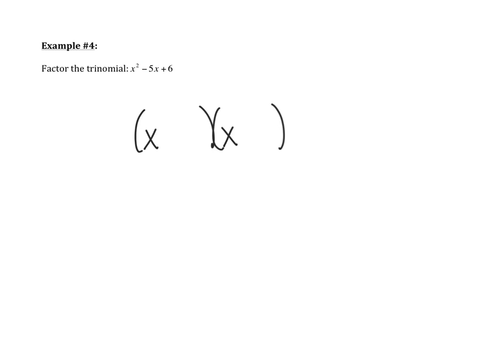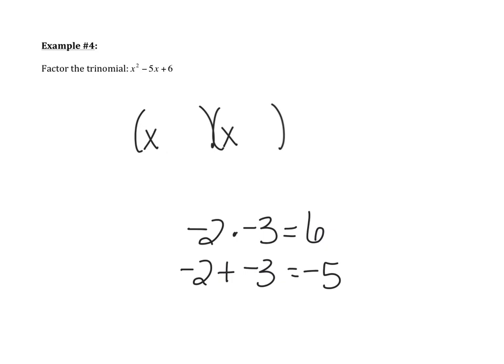So if I do negative 2 times negative 3, I'm going to get positive 6. If I do negative 2 plus negative 3, I would get negative 5. So in my parentheses, I would have x minus 2 and x minus 3. Again, I could have put the minus 3 here and the minus 2 there, since multiplication is commutative. So this is your answer. And just to reiterate, I needed two negative numbers, since a negative times a negative is a positive, and a negative plus a negative is a negative.